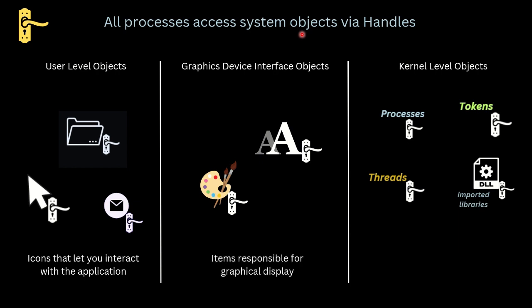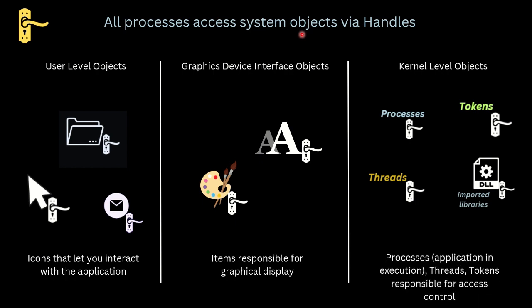All the objects that are responsible for graphical display fall under the graphics device interface objects. And processes, threads, tokens, all these objects that are working in the backend, those fall under the kernel level objects category. And all objects have the system reference of handles. Every object in Windows will have a corresponding handle.